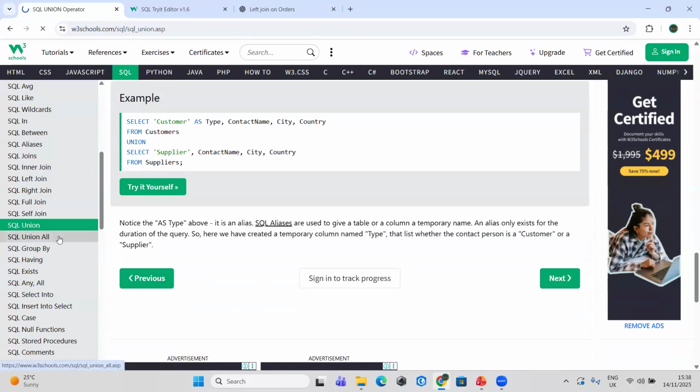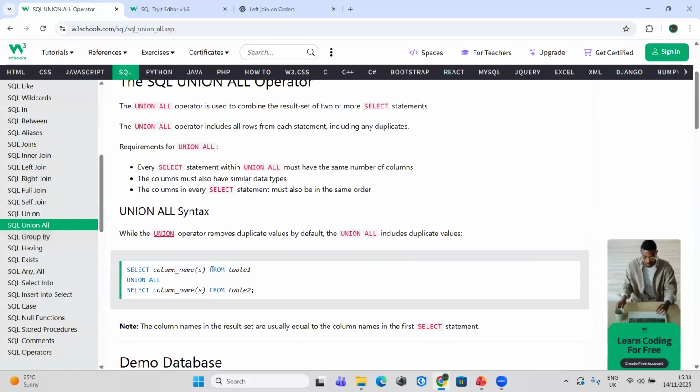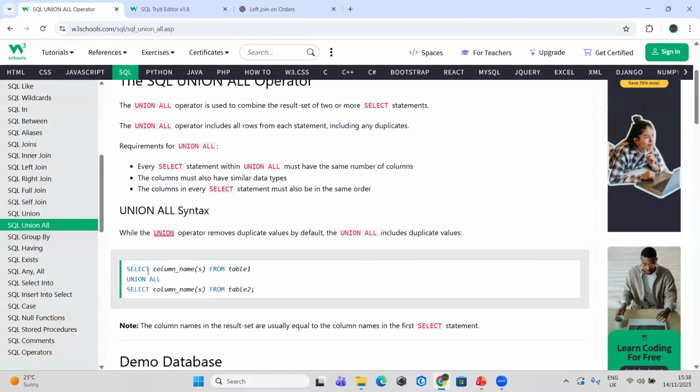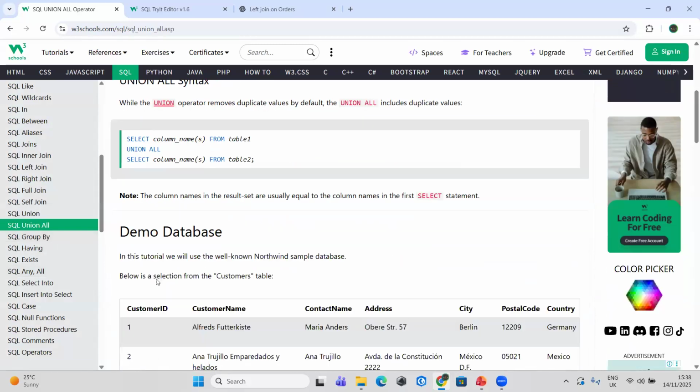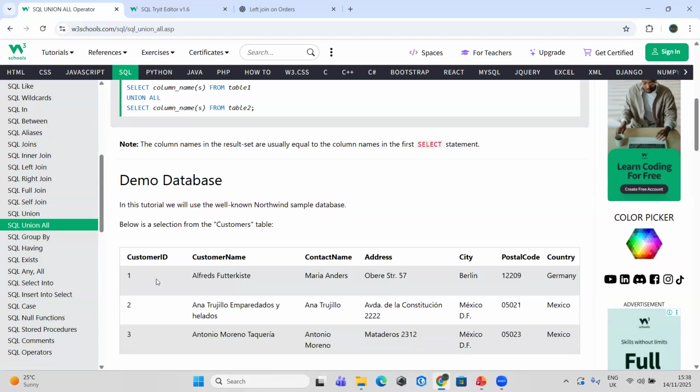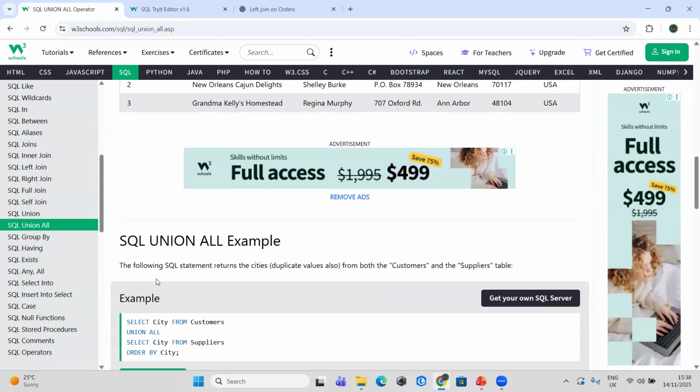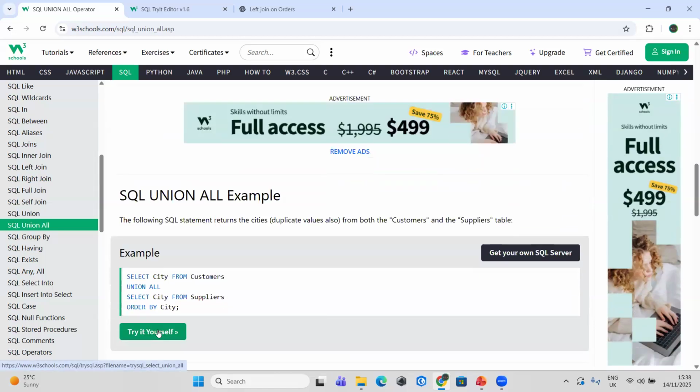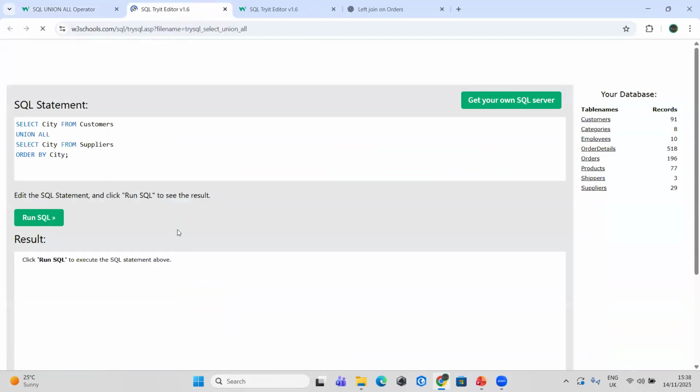Other than union, there is something called union all. You just say select column name from table one, select column name from table two, and union all. We can also use full join for that as well, or not? Yes.